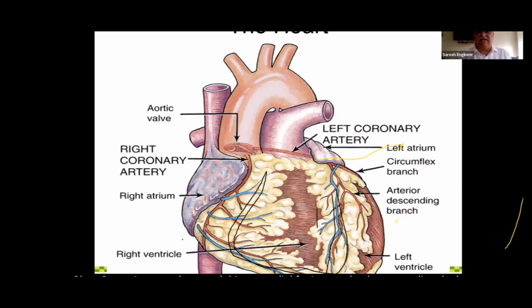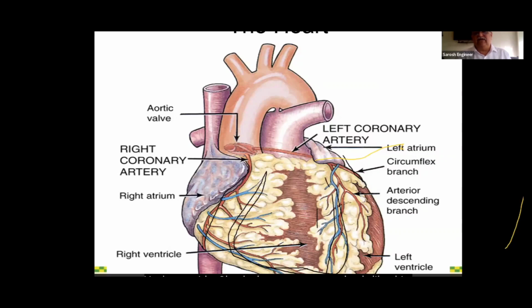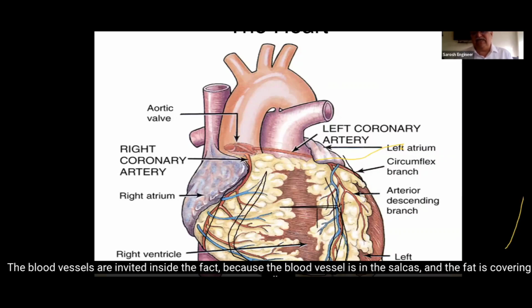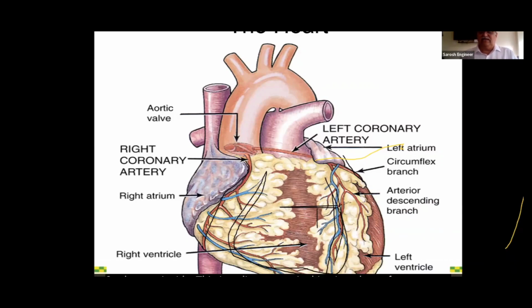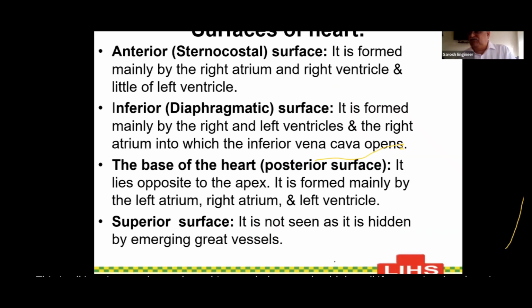And this epicardial fat is completely surrounding the heart. It is so much completely surrounding the heart that these vessels, which in this diagram have been drawn outside clearly, are not seen clearly like this. The blood vessels are embedded inside the fat, because the blood vessel is in the sulcus and the fat is covering the sulcus. So they are inside. This is a diagrammatic thing just drawn for us to see. This is all words, nothing much that you should do.